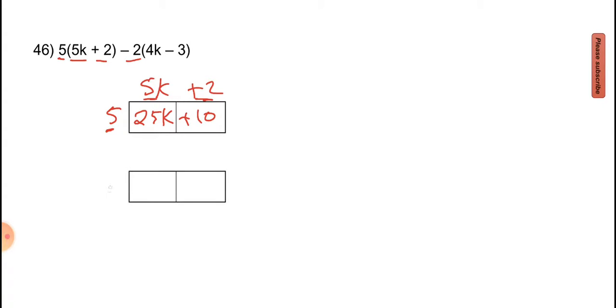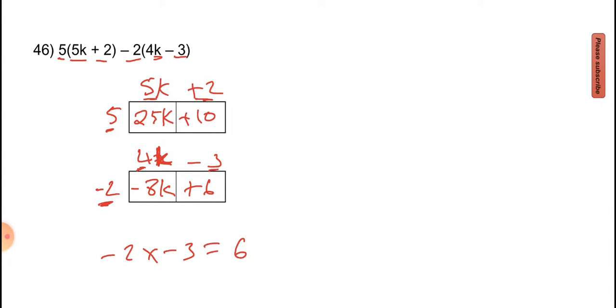Here I can see minus 2, so the minus 2 comes outside the bracket on the left, and then 4k and the minus 3 will come here. So minus 2 times 4k is minus 8k, and the minus 2 times minus 3 is plus 6. Don't forget, minus 2 times minus 3 is positive 6, because we're multiplying two negative numbers.